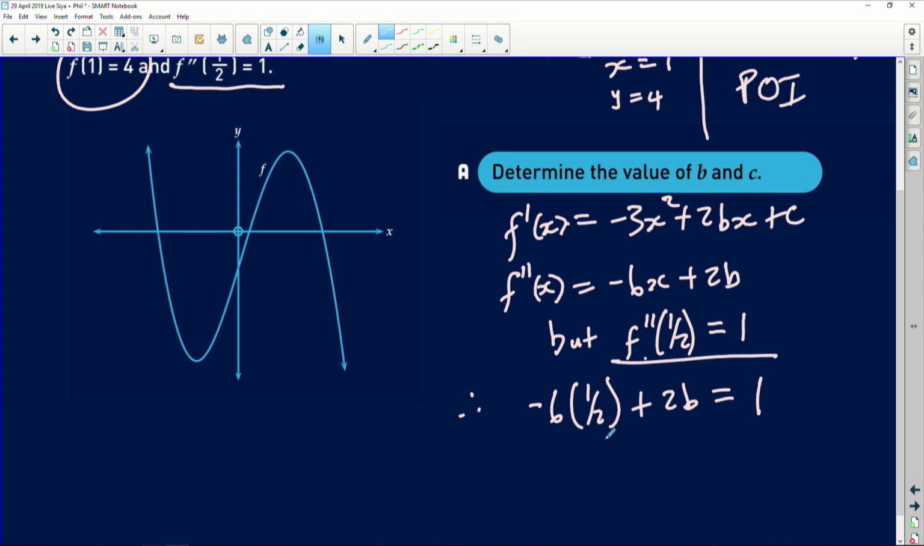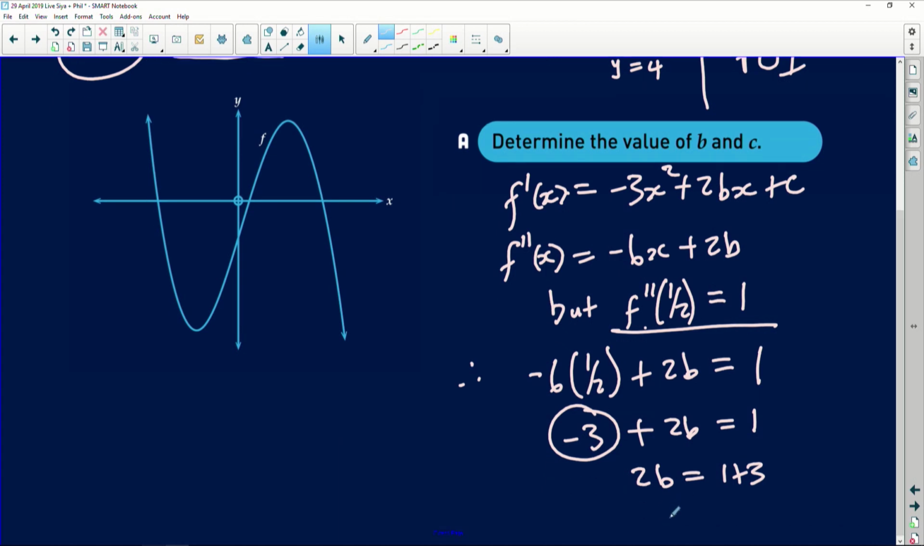Therefore, simplifying this using basic algebra, I know it is going to give me negative 3 plus 2b is equal to 1. Therefore, the additive inverse of negative 3 will be positive 3, meaning it will be 2b is equal to 1 plus 3.